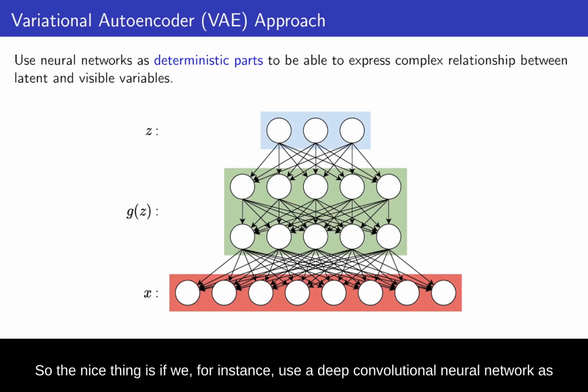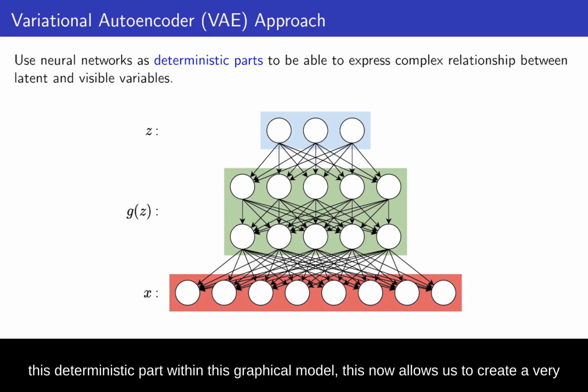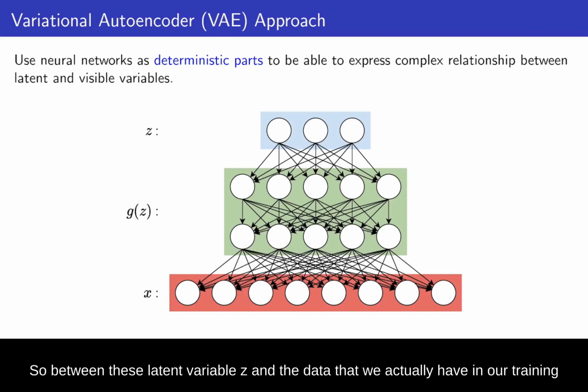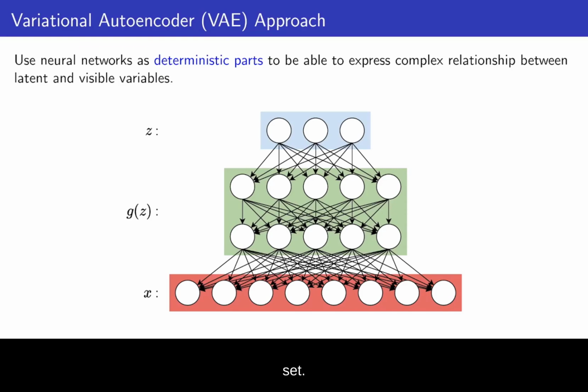But we will use a deterministic path g as part of this whole graphical model. The nice thing is, if we, for instance, use a deep convolutional neural network as this deterministic path within this graphical model, this now allows us to create a very non-linear expressive mapping between these factors of variations, so between these latent variable z and the data that we actually have in our training set.